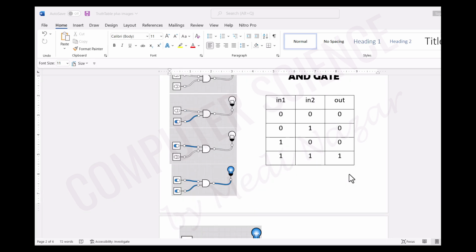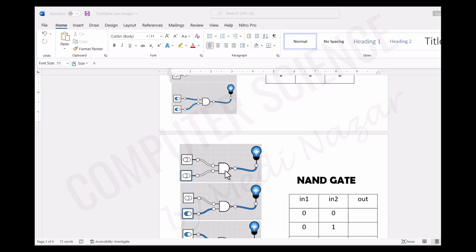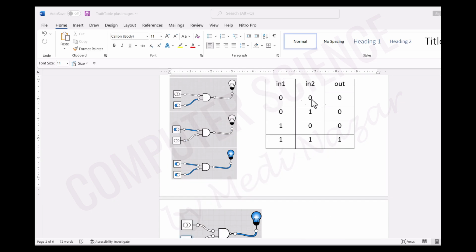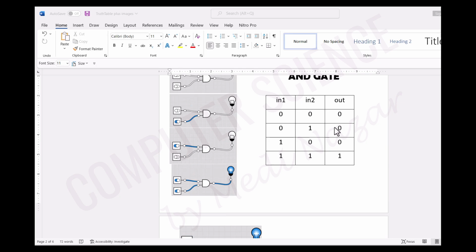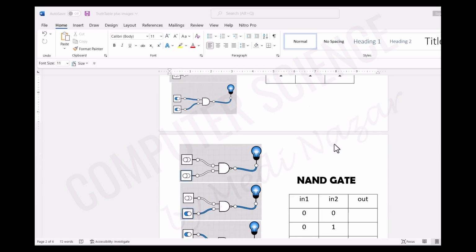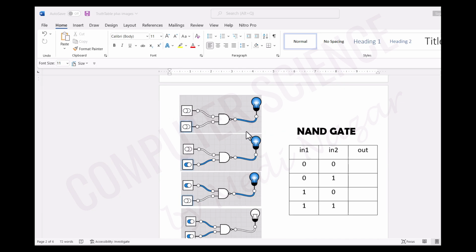Okay, and we just mentioned that a NAND gate is the opposite of an AND gate. So it means that the output of the NAND gate will be the opposite of this. Okay, so let's see. From our previous simulation, this is the result. It only turns off when the two inputs are on. For the other input combinations, the light bulb is on.